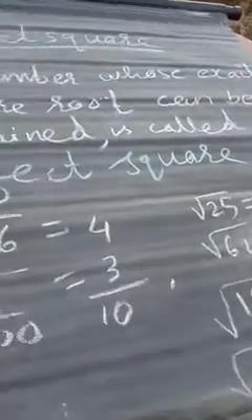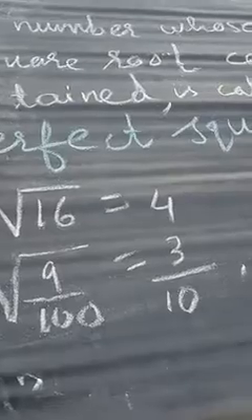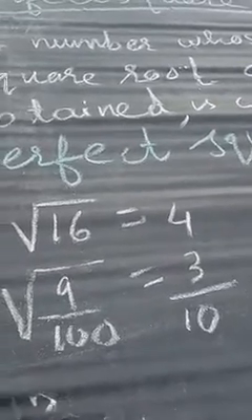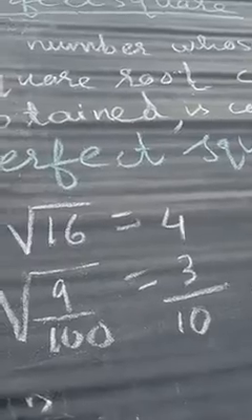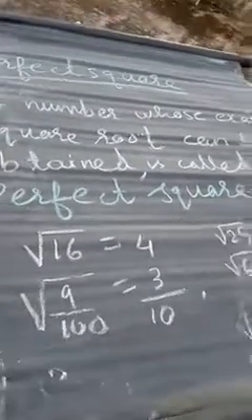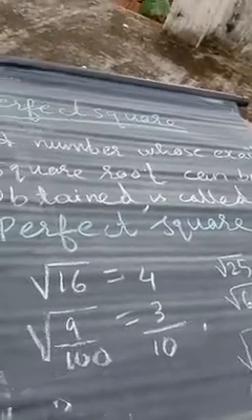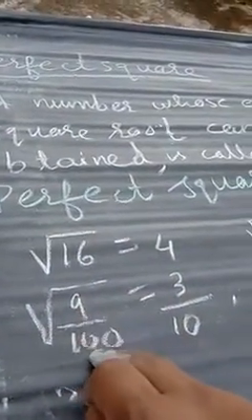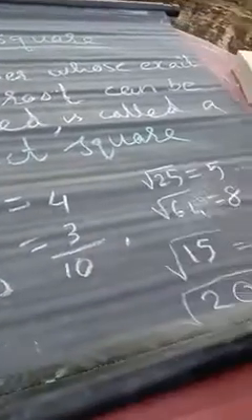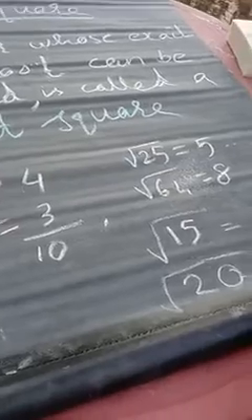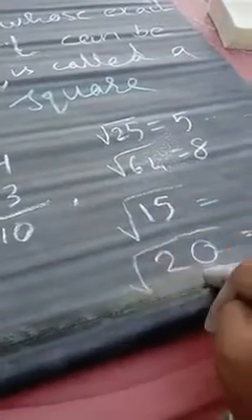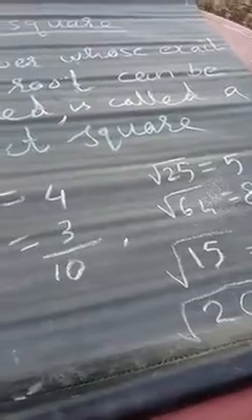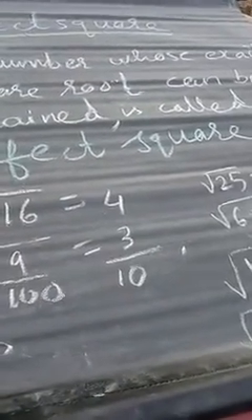Perfect square means its exact square root can be obtained. For example, 25, 16, 64, 49, etc. Because root 49 is 7, root 64 is 8, root 25 is 5, like that. So, a perfect square is a number whose exact square root can be obtained. The exact square root of 16 is 4, of 9 by 100 is 3 by 10, of 25 is 5. But we can't find the exact square root of 15 and 20. That's why 15 and 20 are not perfect squares. All other numbers given here are perfect squares. Okay.